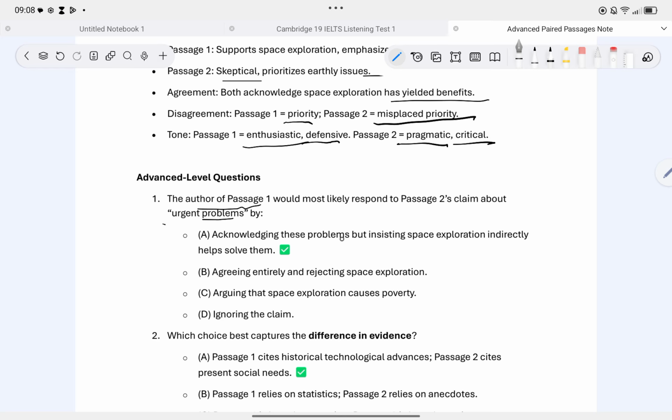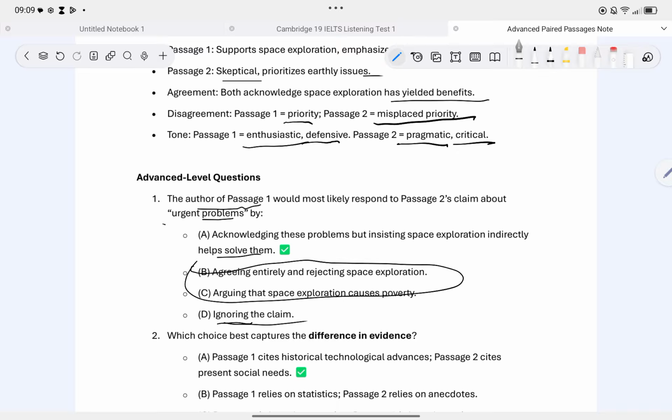A. Acknowledging these problems but insisting space exploration indirectly helps solve them. B. Agreeing entirely and rejecting space exploration. C. Arguing that space separation causes poverty, ignoring the claim. I don't think it will ignore the claim, obviously. B and C are obviously wrong, so A is the answer.